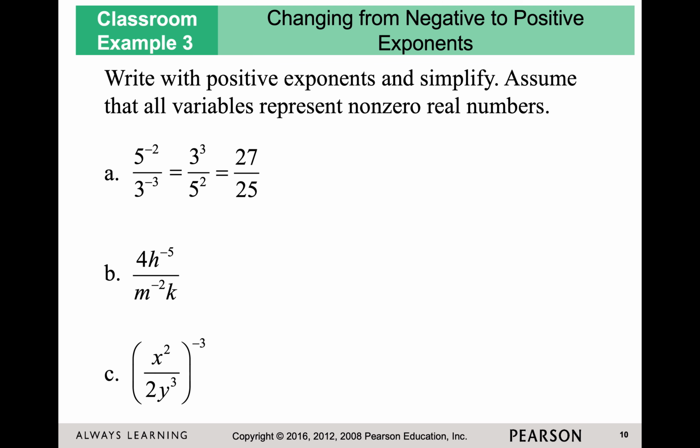In B, H and M need to flip places to become positive. But K is not a negative exponent, and it can stay exactly where it is.